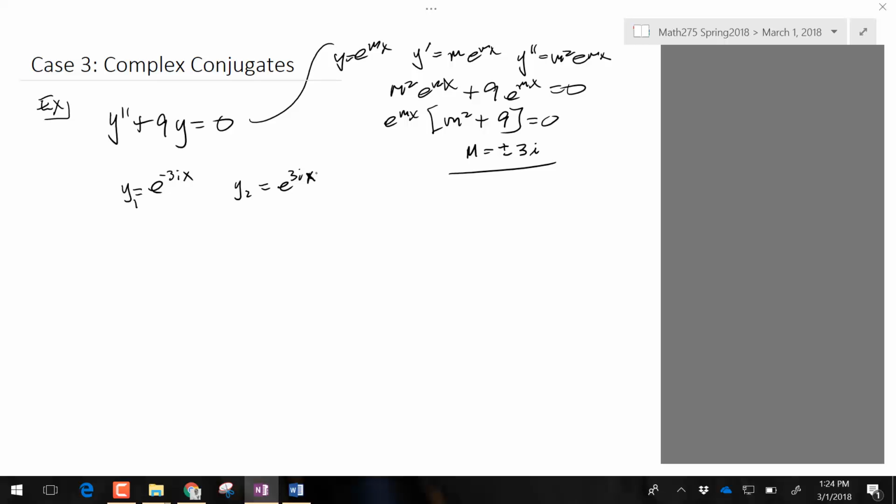So anyways, we want to turn this back into real numbers somehow, or a function of real value without the i's. So let's take one of these solutions. Let's take the second one because it's positive. Doesn't really matter. We'll take the first one later if we want, but let's take the solution e to the 3i x.